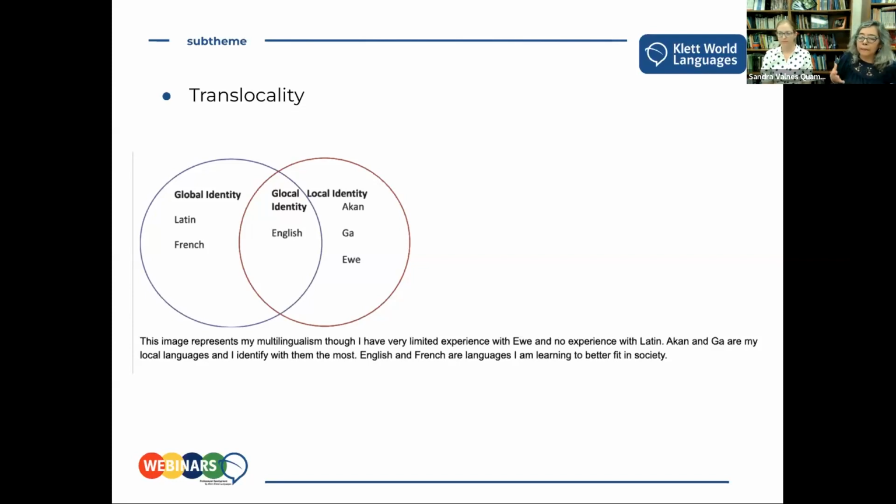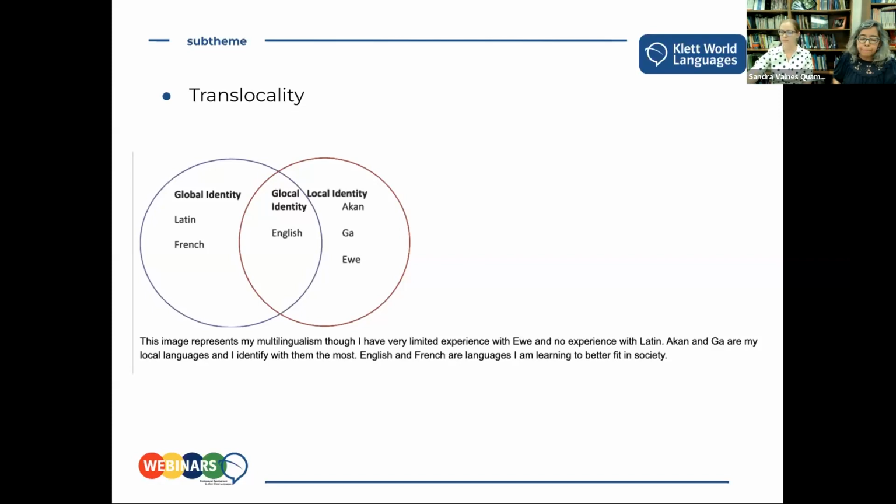And she said, well, I have my global identity because she learned Latin and she was learning French. And then her local identity was English, you know, in the center, but connecting with these other languages that she was learning. And then she said my local identity with the native languages that she was able to understand and speak.